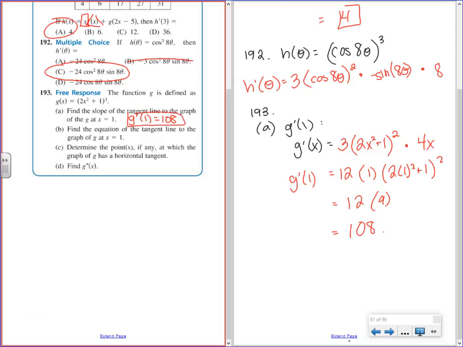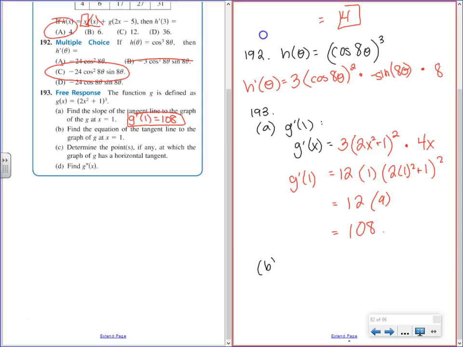Find the equation of the tangent line. Point-slope form: y minus y1 equals m times x minus x1. The easiest thing to plug in is the 1, because they say x equals 1. So that's your x1. M, wait, we just did that. Who's m? 108. Why 1?